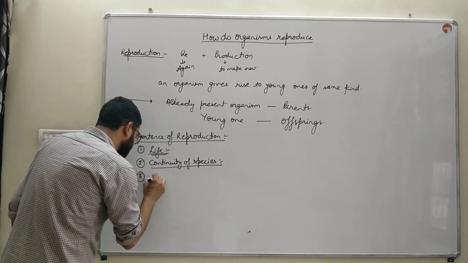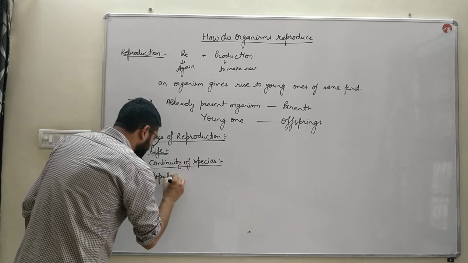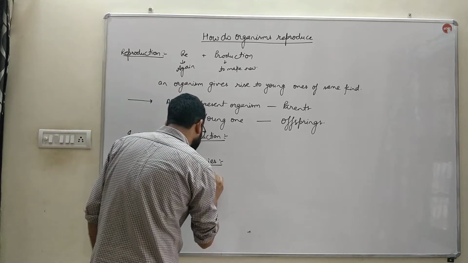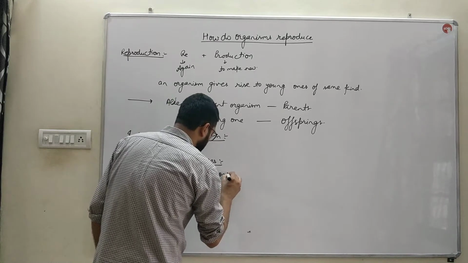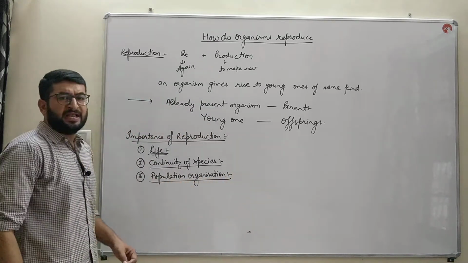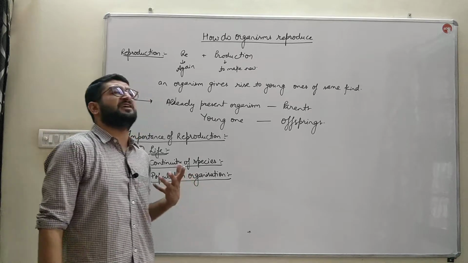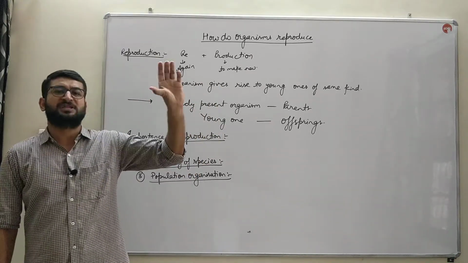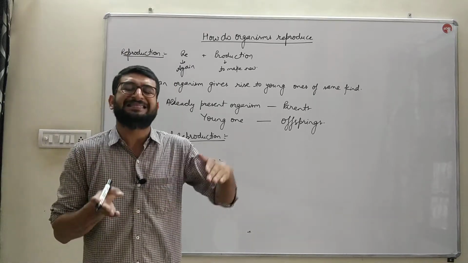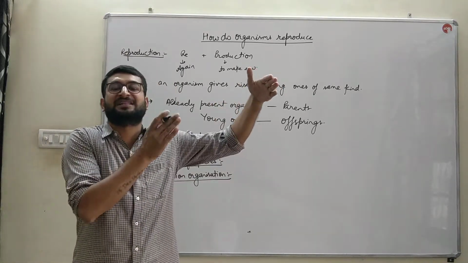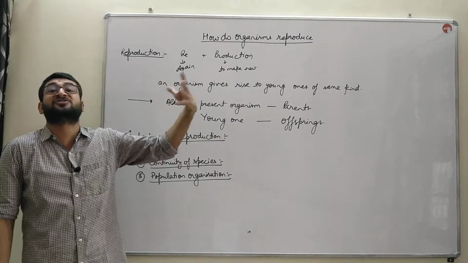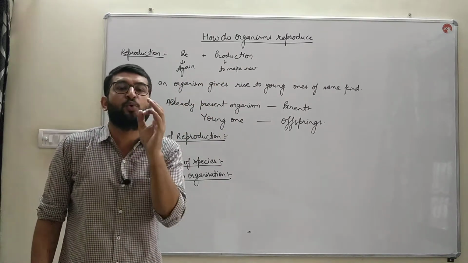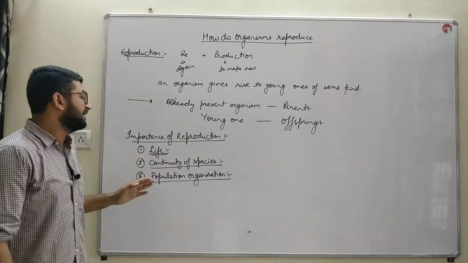Third one is, it is necessary for population organization. What is that? In a given population, of a region, of an area, every age group is present. Like the small children, then the teenagers, then the adults, and then the senior citizens. So that population organization can only be maintained by reproduction.